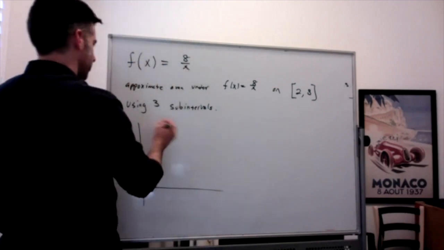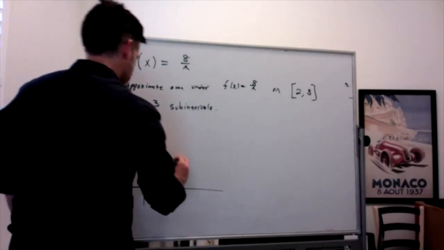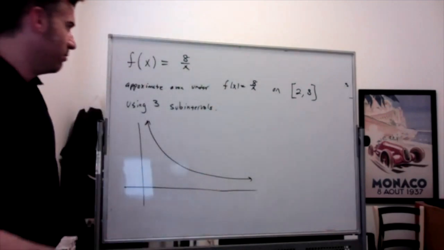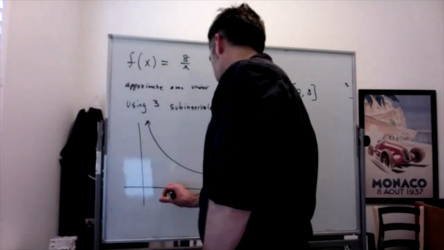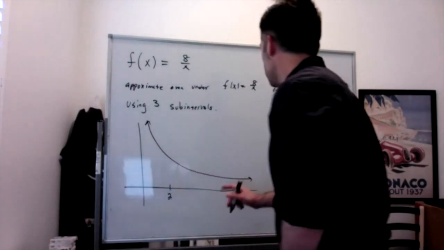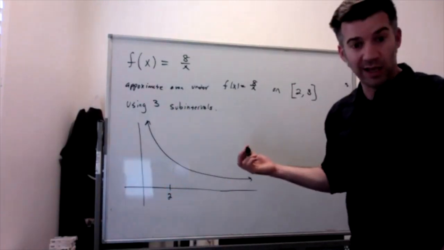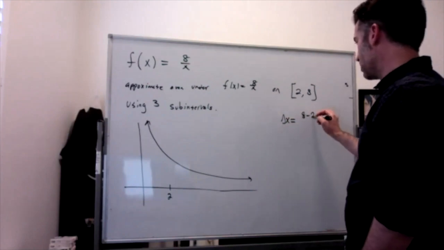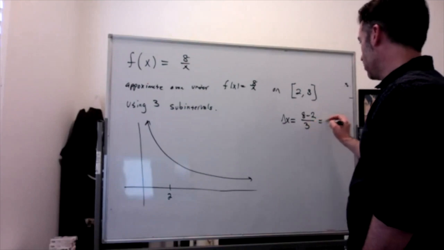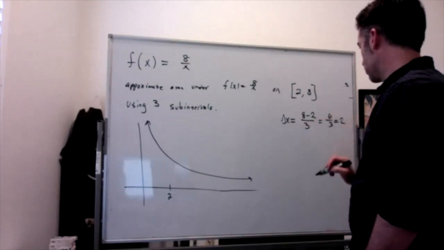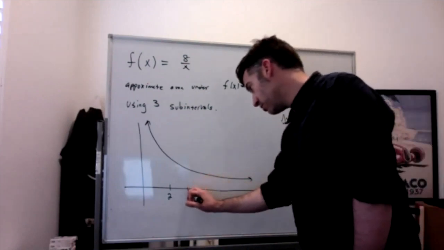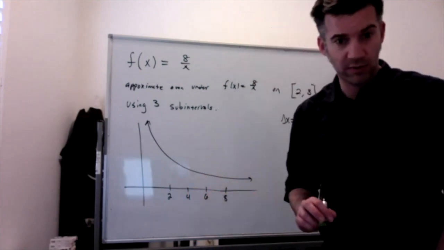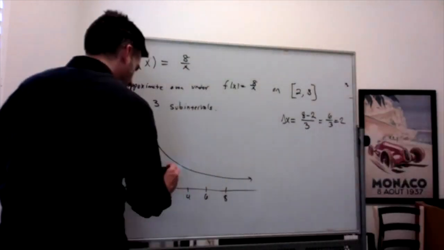8 over x looks vaguely like this. And if I say here's 2, so first of all, my subinterval length, my delta x, if you will, is 8 minus 2 divided by 3, which is 6 over 3, which is 2. So there's my subintervals.